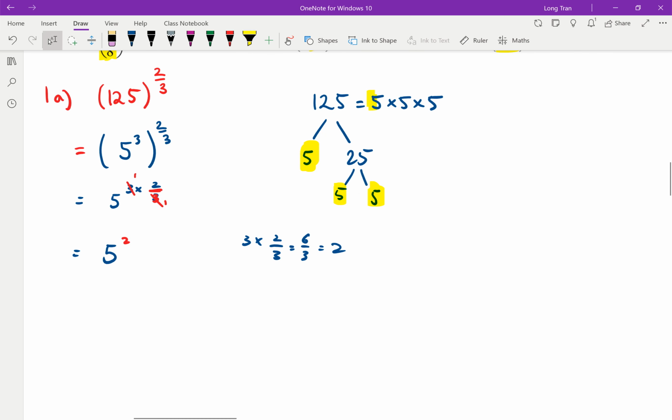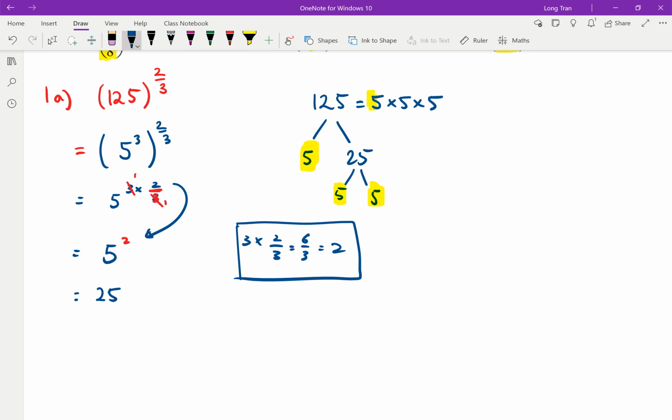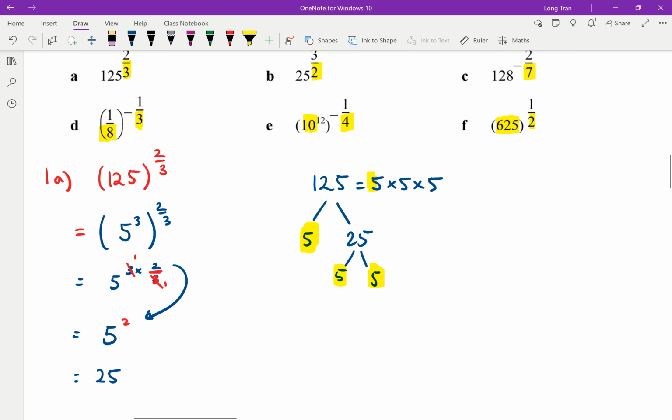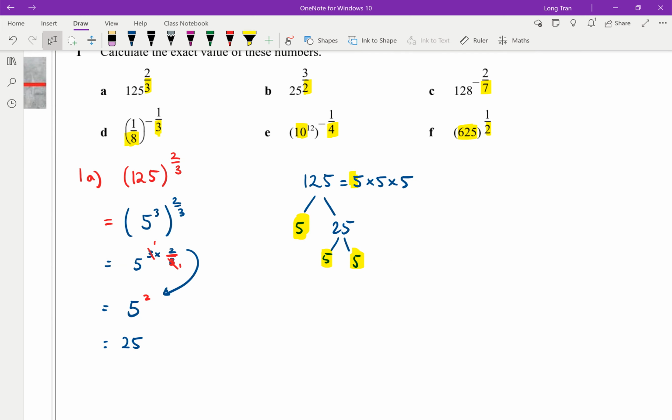So once you've done that, we know this is 5 squared, because 3 times 2/3 is 2. So really, that now becomes 5 squared. And we know 5 squared is 25. So without a calculator, I'm using my index laws from 13A, using algebra, with a clear layout. I now know the answer, or evaluated the answer, is 25. Most students should be able to do this, but they don't. That type of question there is a typical one.